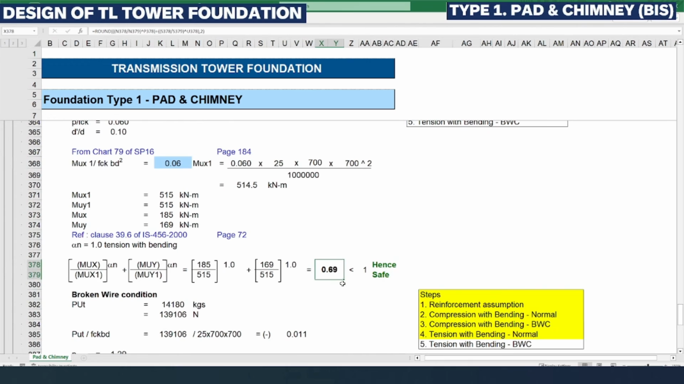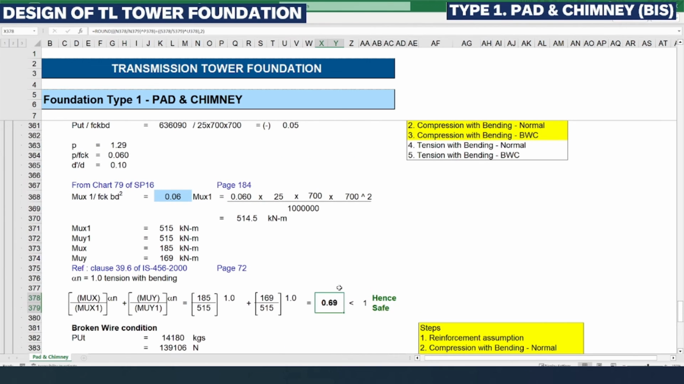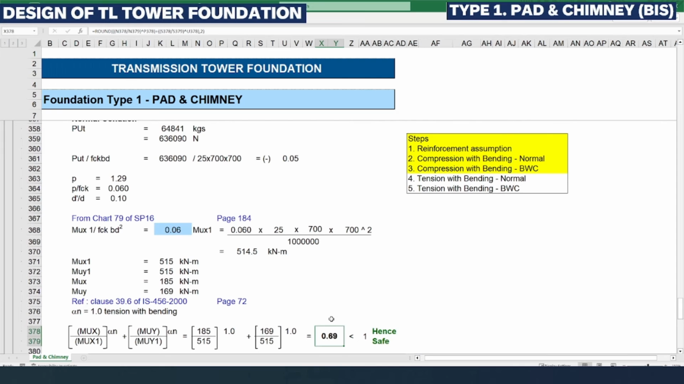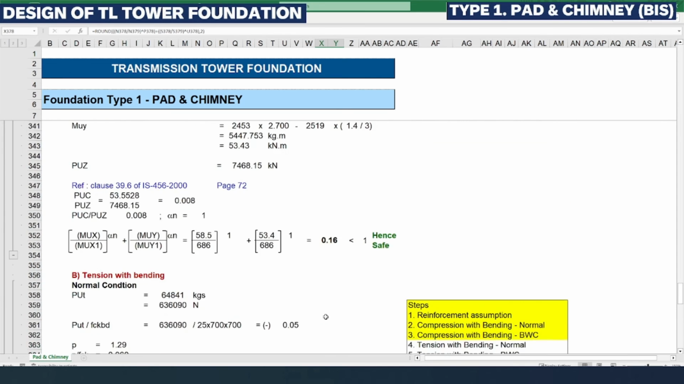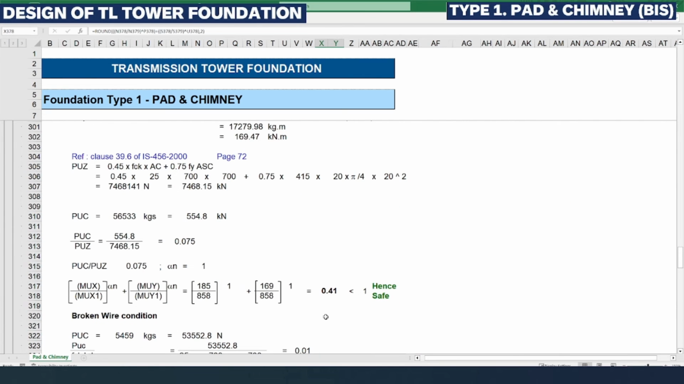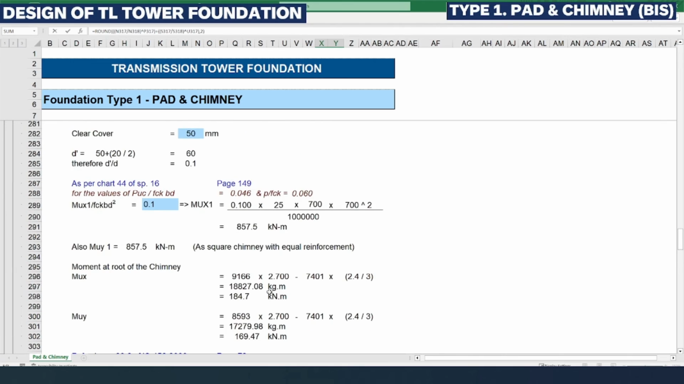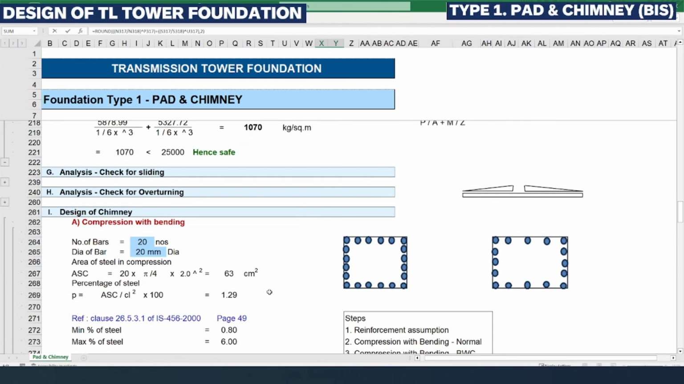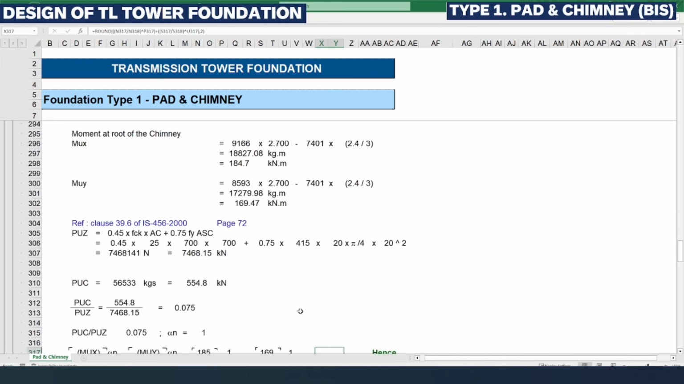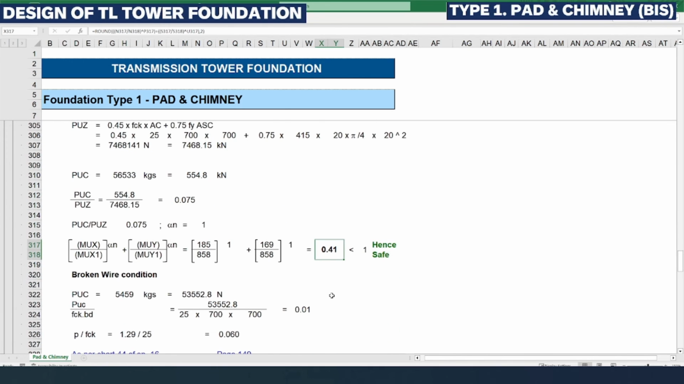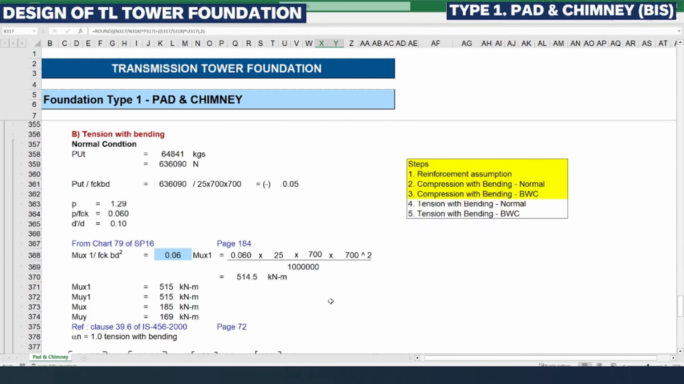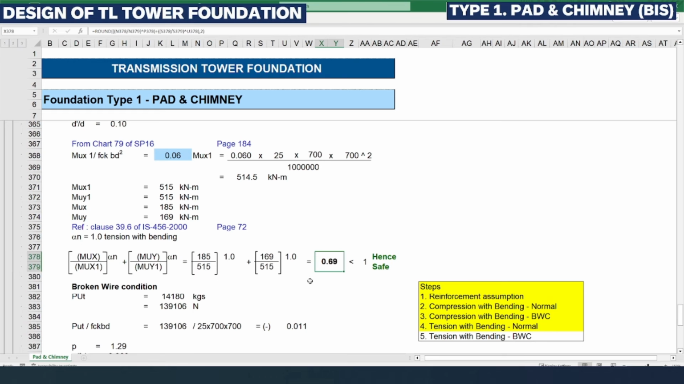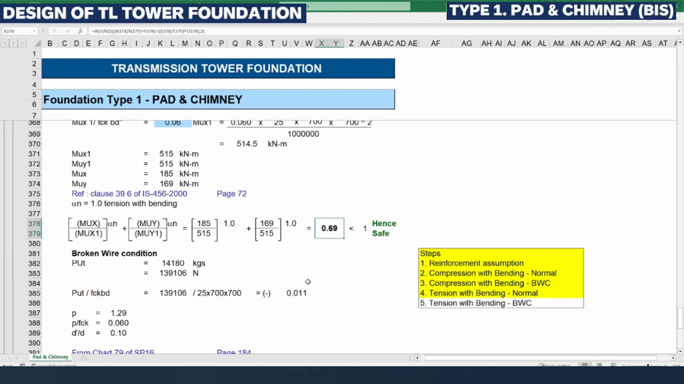That's why the interaction factor, the actual bending moment divided by the bending moment capacity of the concrete chimney, is higher in tension with bending cases. But in case of compression with bending for normal condition it is 0.41. Here it is 0.41 and here it is 0.61. So similarly we need to do it for the broken wire condition also.